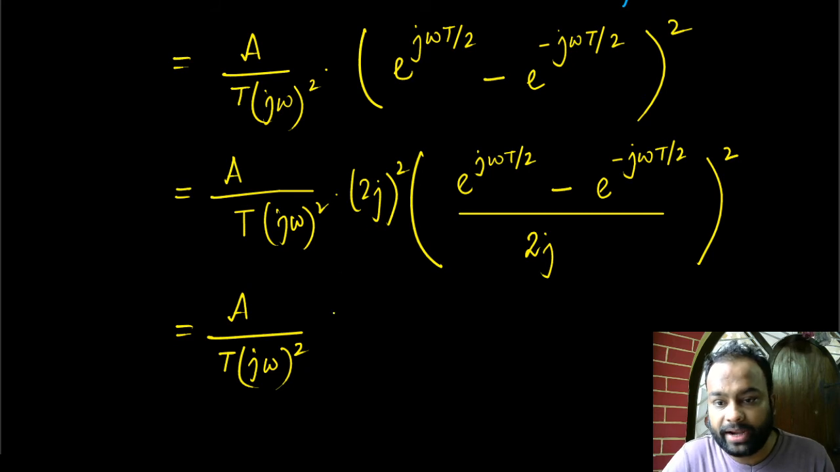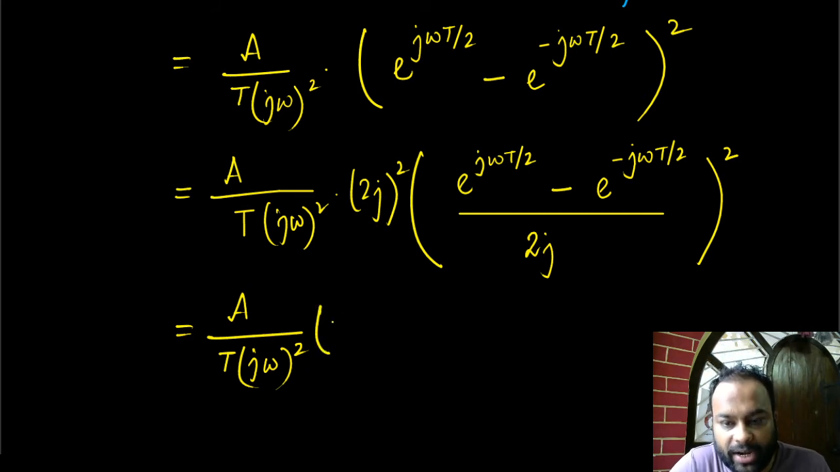So that calculation is fine, right? So what is this? That's going to be 4, and j square is -1, so that's -4. Let's keep that. We are going to do that later on.